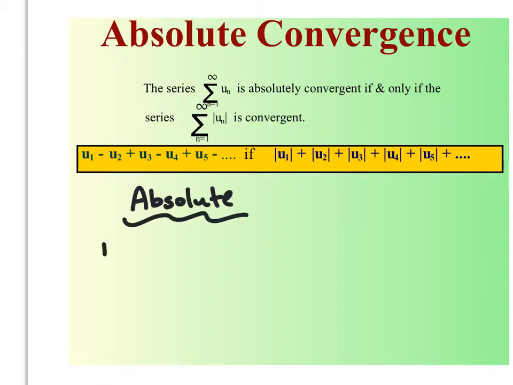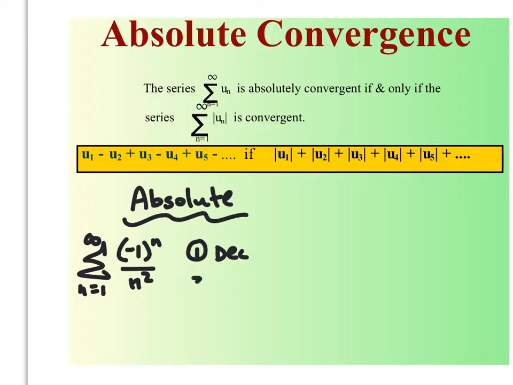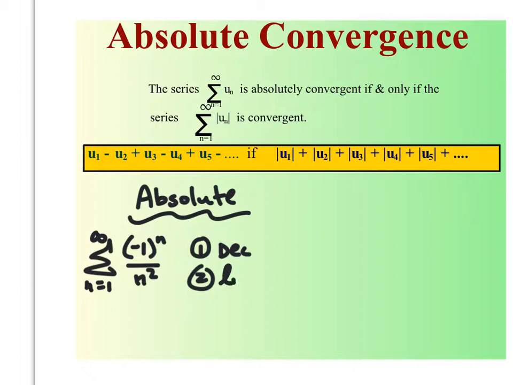So let's say we took the sum from n equals 1 to infinity of the alternating series (-1)^n over n squared. Okay, we would have to prove the two things. It's decreasing, and the limit as n goes to infinity of 1 over n squared equals 0. Just for the purposes of this portion of the video, let's say check and check. Okay, therefore the alternating series is convergent.